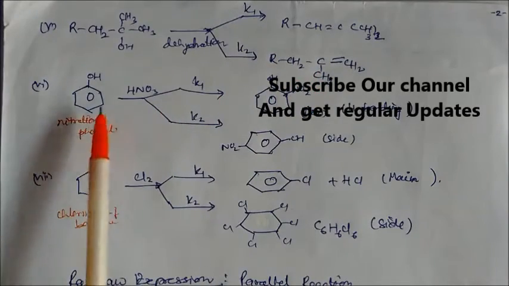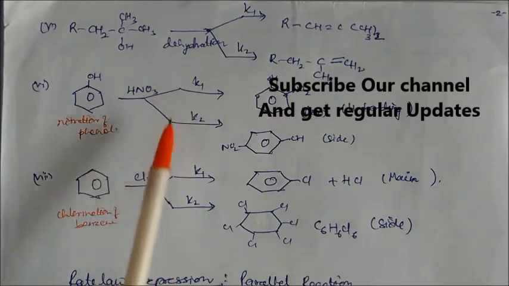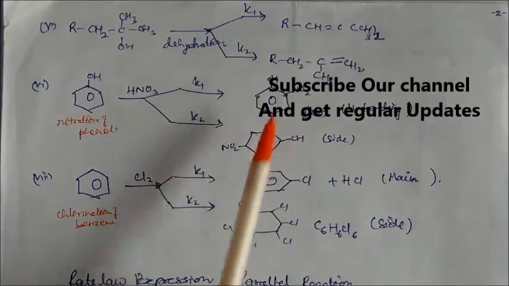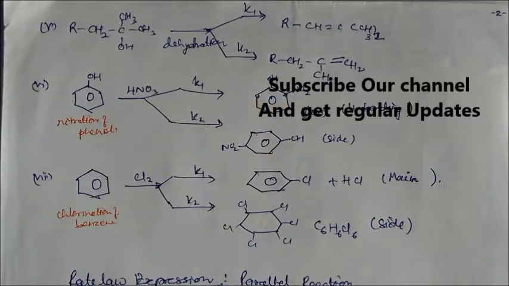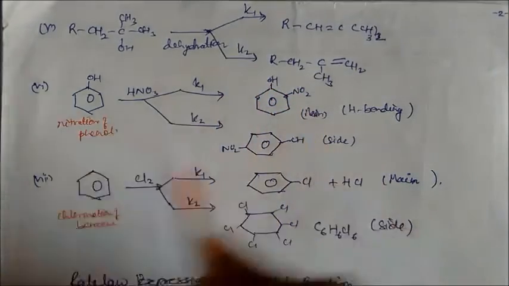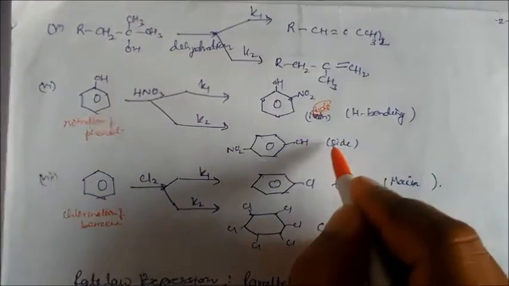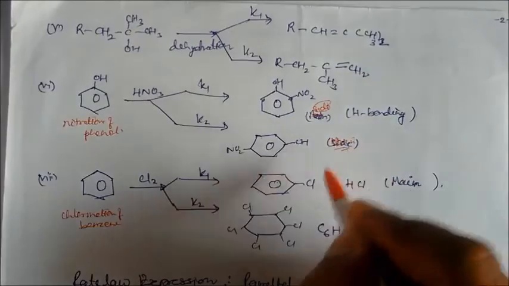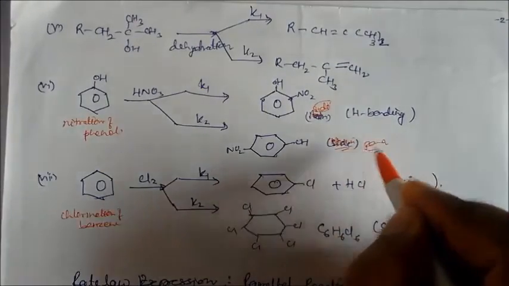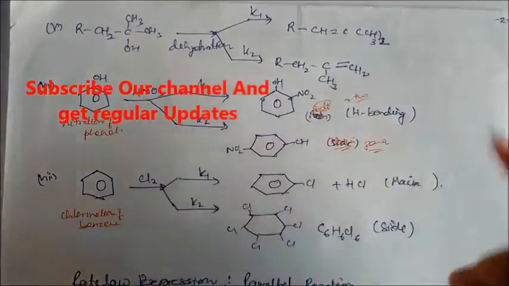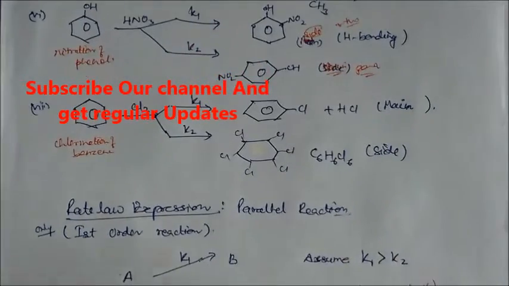Again, nitration of phenol. On nitration, two parallel paths are followed. One is this product. The ortho is a major product, and the other will be the side product. So mainly para is there. The para product is the main one and ortho is in lesser quantities because of hydrogen bonding.